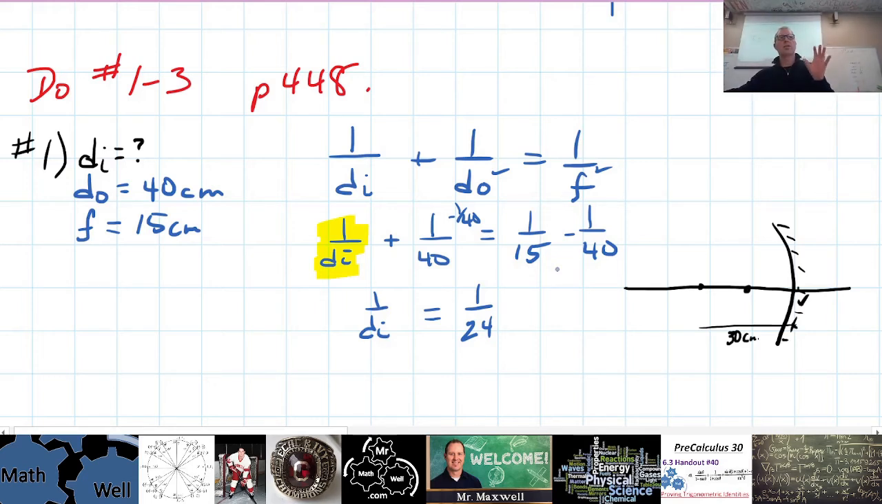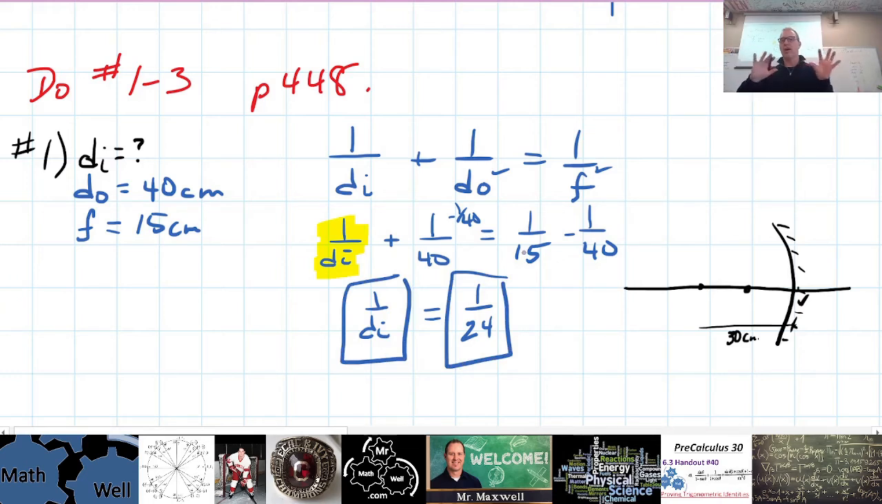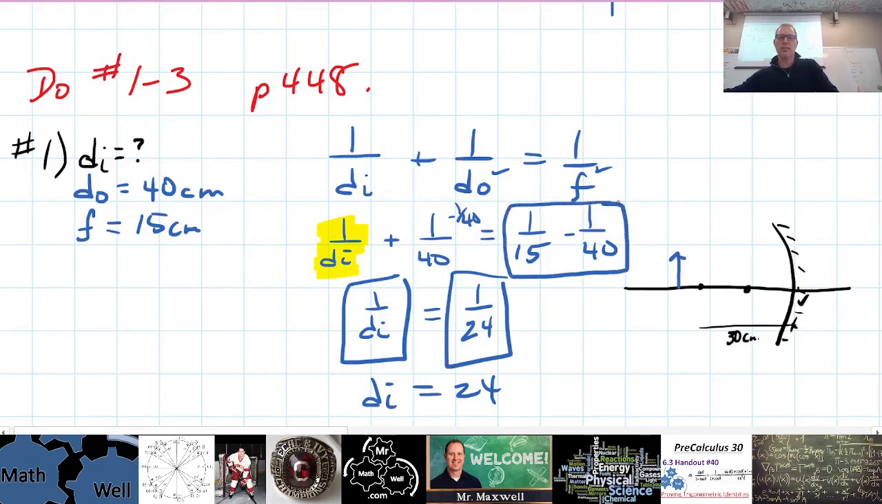But here's the thing, when you get to this point, 1 over something has to equal 1 over 24. So it's pretty easy to see that these two fractions have to be equal. Therefore, di must equal 24. So the distance of the image, okay, so where did my, I had stuff disappear here. 1 over 24 comes from subtracting those two. Okay, I can come back to that if you need help with your calculator or whatever.